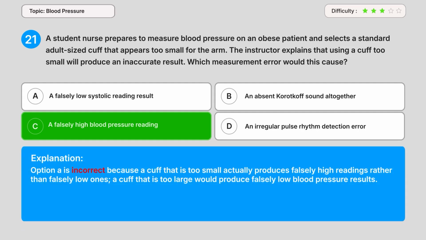Option A is incorrect because a cuff that is too small actually produces falsely high readings rather than falsely low ones. A cuff that is too large would produce falsely low blood pressure results.